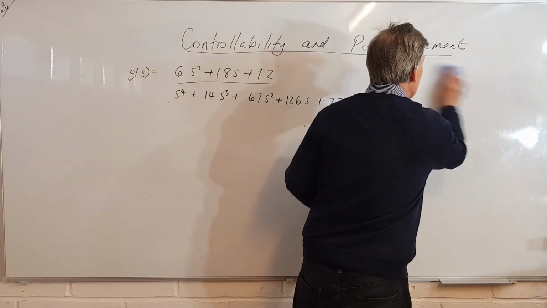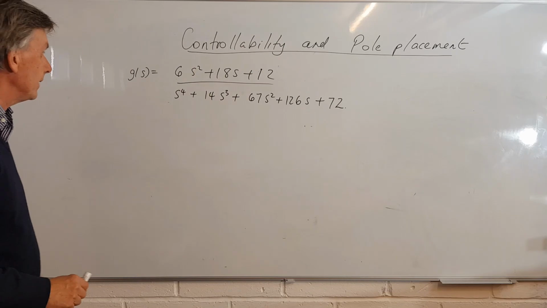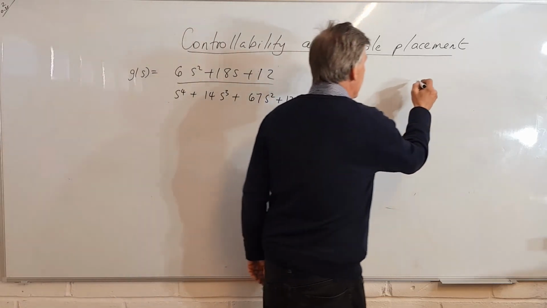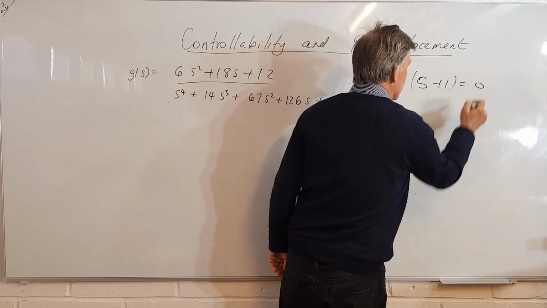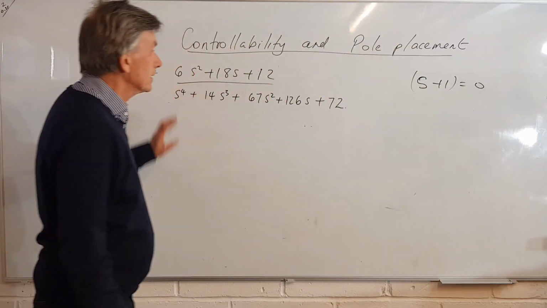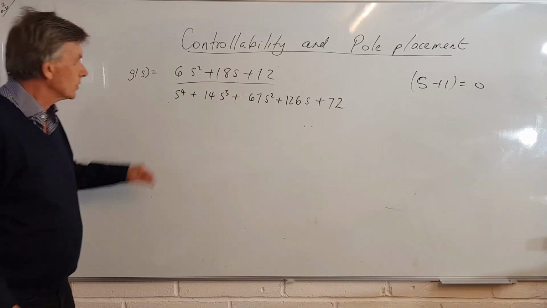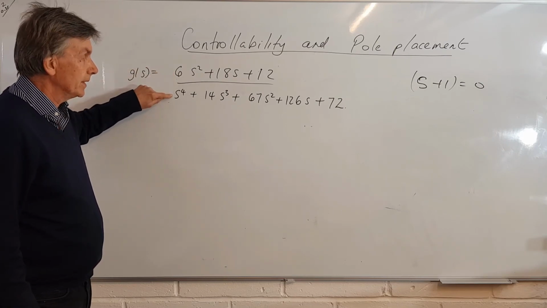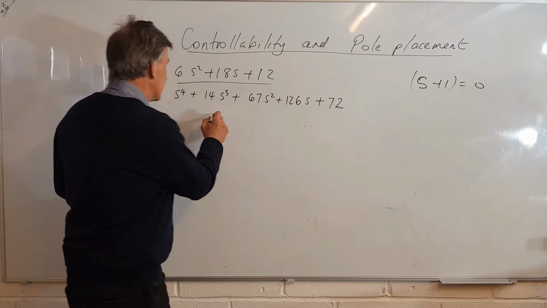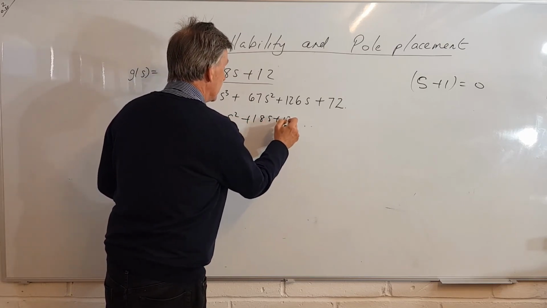If you hadn't got MATLAB available, say it was an exam question, it might tell you that there's a pole zero cancellation at, say, s plus 1 equals 0. So in this particular case, there is a pole zero cancellation at s plus 1 equals 0. So what we have to do now is extract a factor of s plus 1 from this expression and from this expression. So it's going to give us 6s squared plus 18s plus 12.